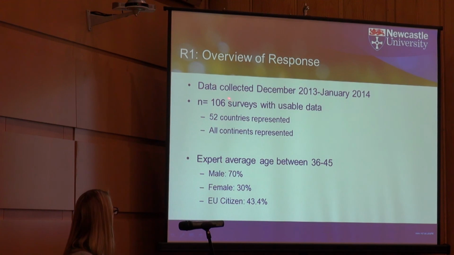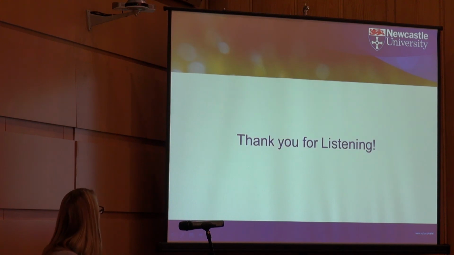In total, we got 106 surveys back, which was usable data, which we were quite pleased with. There were 52 countries represented in total in the Delphi survey, and all of the continents were represented by expert opinion response. The average age of the experts was 36 to 45. We had a significant male bias in the sample, which I guess is to be expected, with 70% male responses and 30% female. And like the Go Global project, we had a bias towards European expert responses.